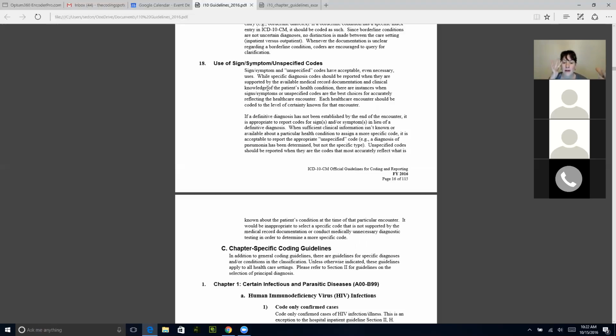And unspecified codes should be reported when they are the codes that most accurately reflect what is known about the patient's condition at the time of the particular encounter.